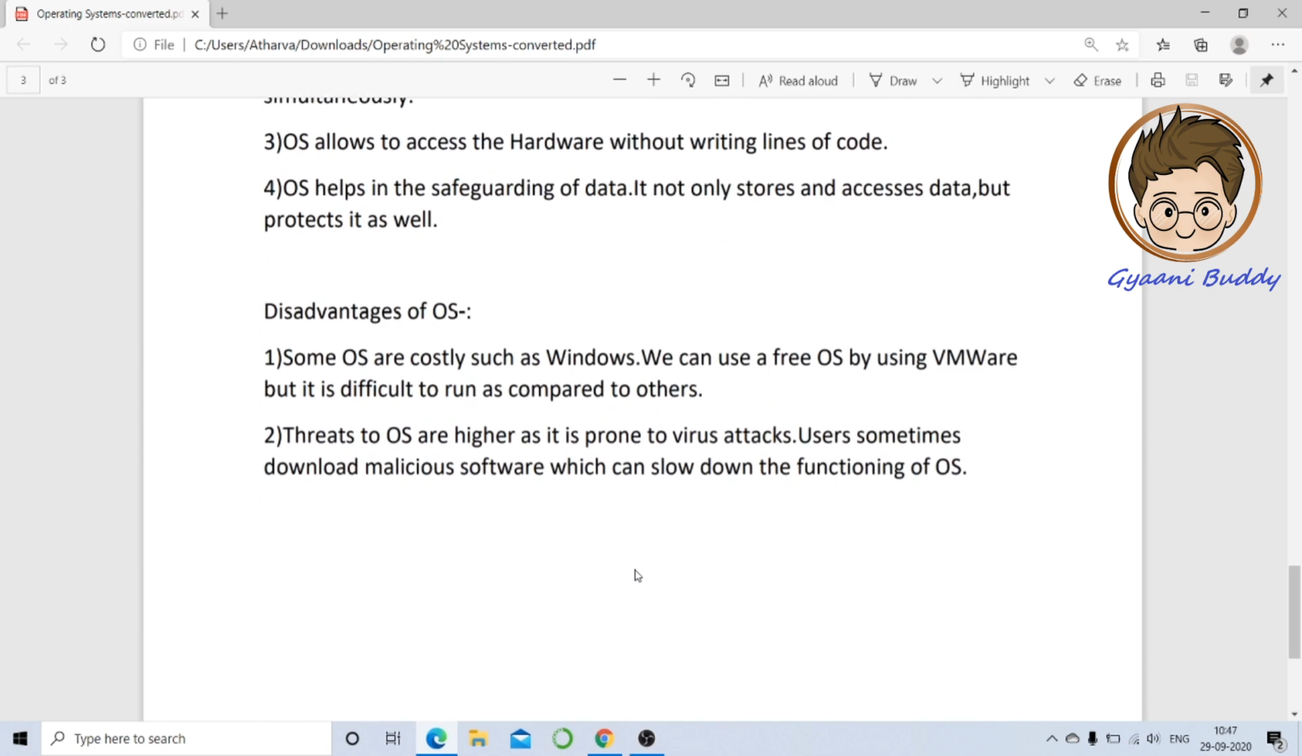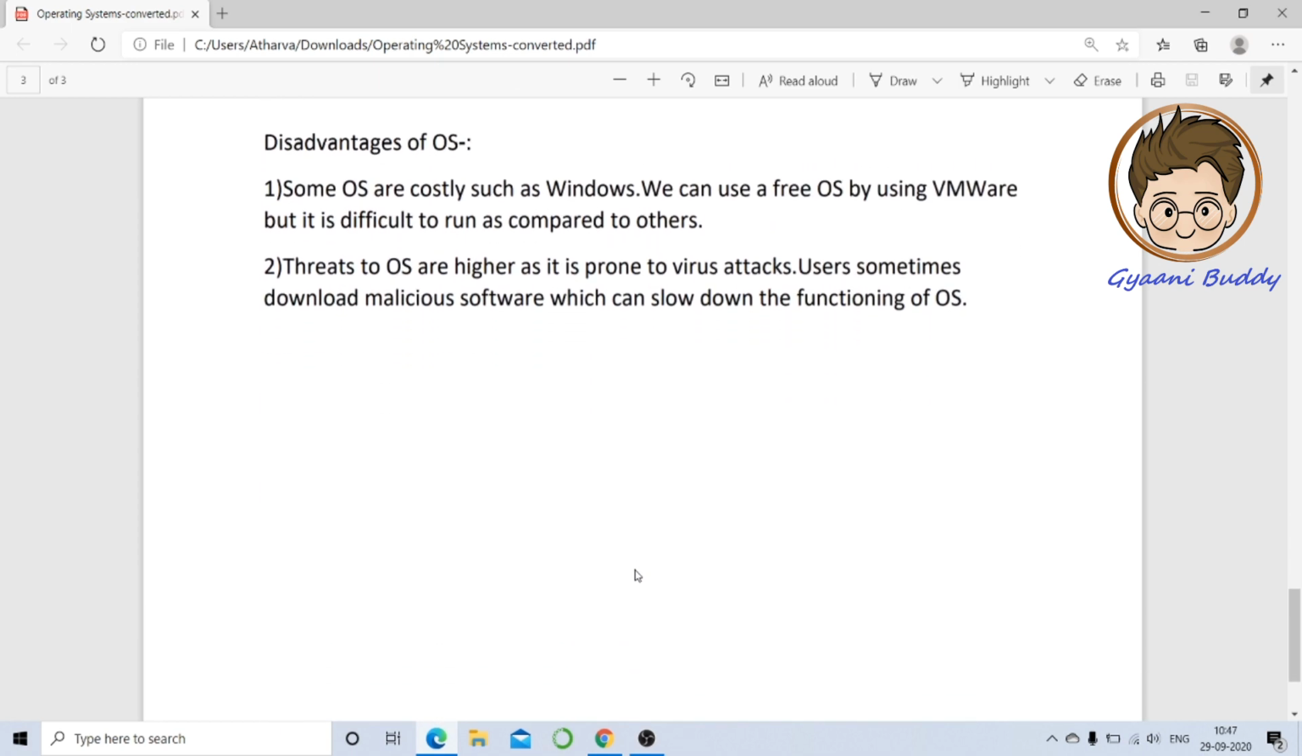Now, let us look at some of the disadvantages of OS. Now, first disadvantage is that some OS are costly, such as Windows. We can use a free OS by using VMware, but it is difficult to run as compared to others. The second is that the threats to OS are higher as it is prone to virus attacks. Users sometimes download the malicious software which can slow down the functioning of OS.